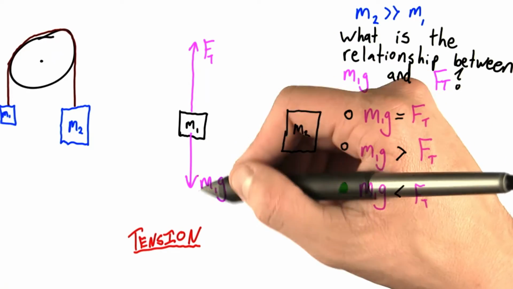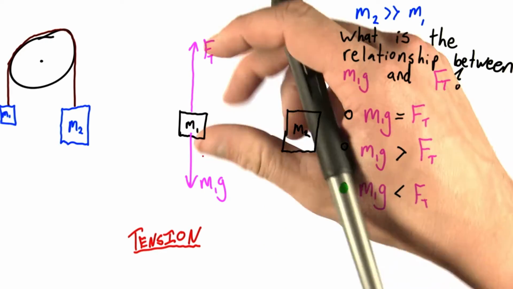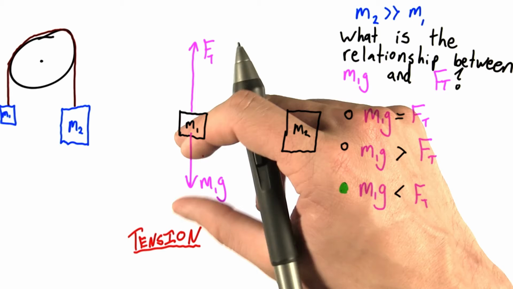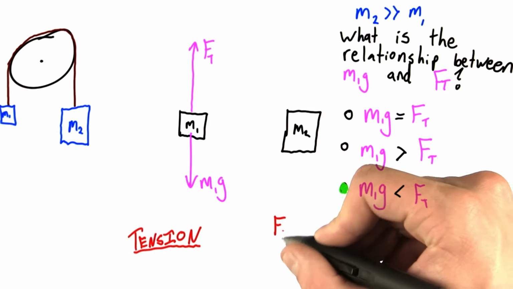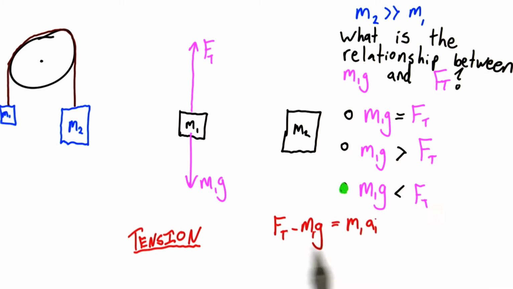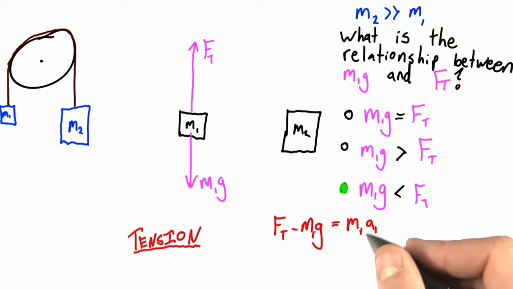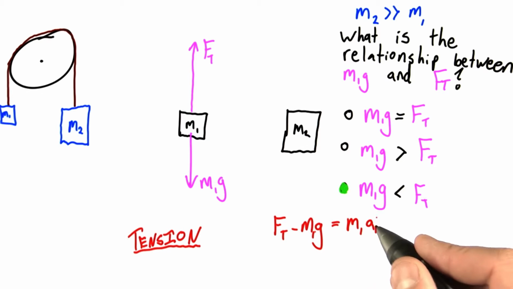Now we can solve for the acceleration of block 1. Well, the acceleration is going to be caused by however much bigger this force is than this force, or Ft minus m1g. And that's going to equal m1 times a1. Now the problem is we can't just go and solve this for a1.